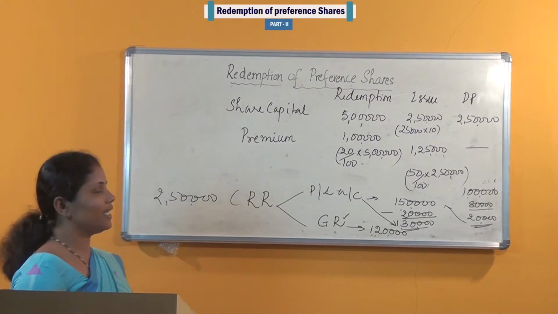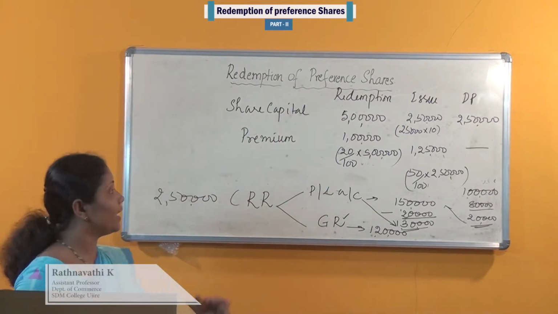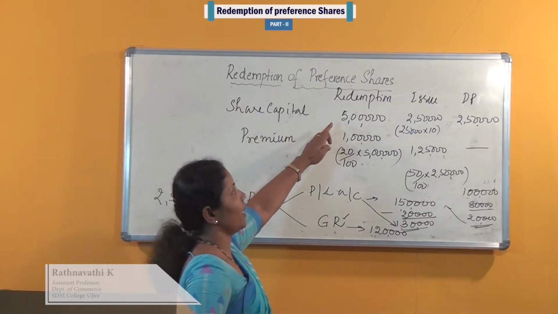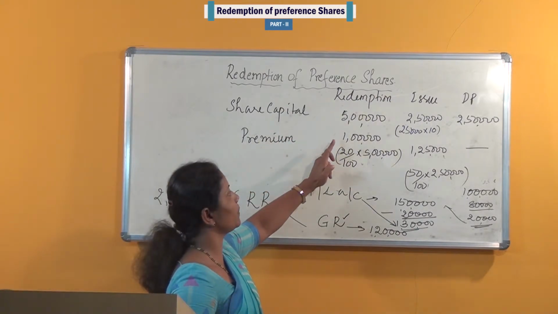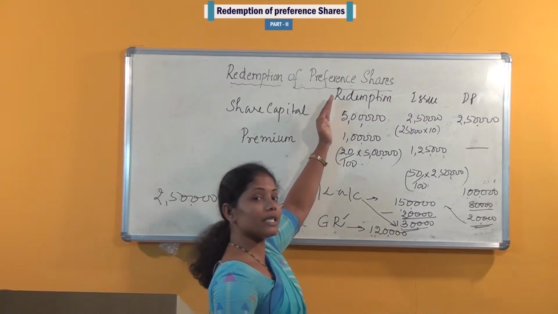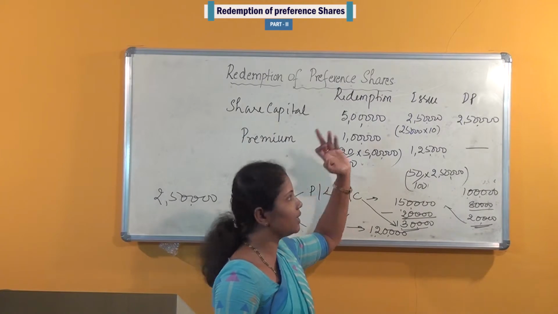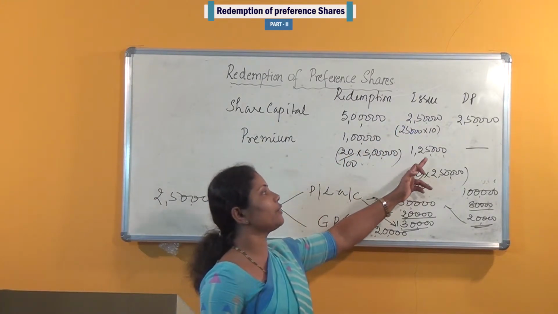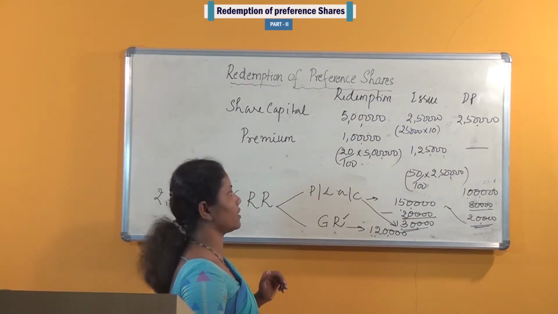Hello everyone. In the last session, I discussed question number 1 in tabular form. The amount of capital to be redeemed is 5 lakh, and it has to be redeemed at a premium of rupees 1 lakh. For the purpose of redemption, the company issues equity shares at a premium of 50%. 2,50,000 is the proceeds from fresh issue and 1,25,000 is the premium on issue of fresh equity shares.